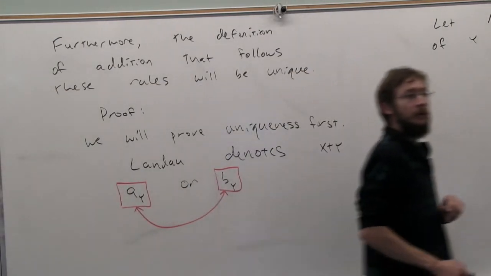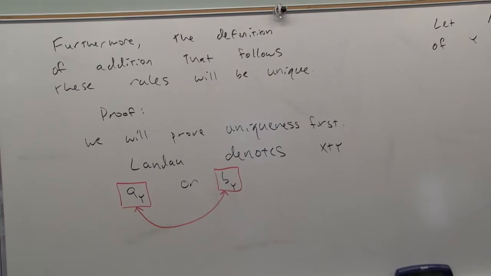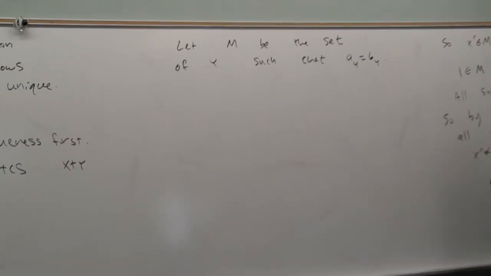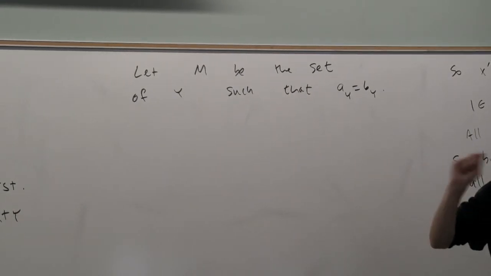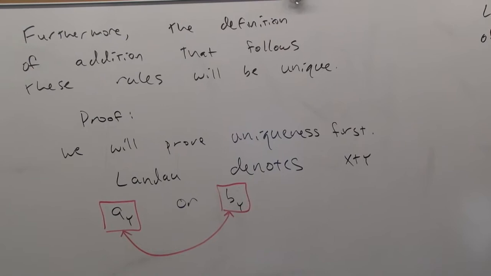So we mean possibly. There's only one way, or there could be two ways. No, we want to show that as long as you satisfy those two properties, there's only one way to define addition. And that's what we want, right?